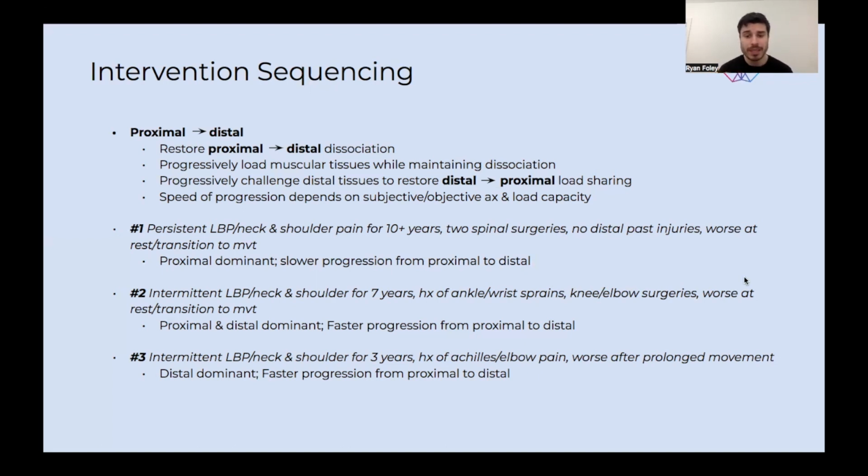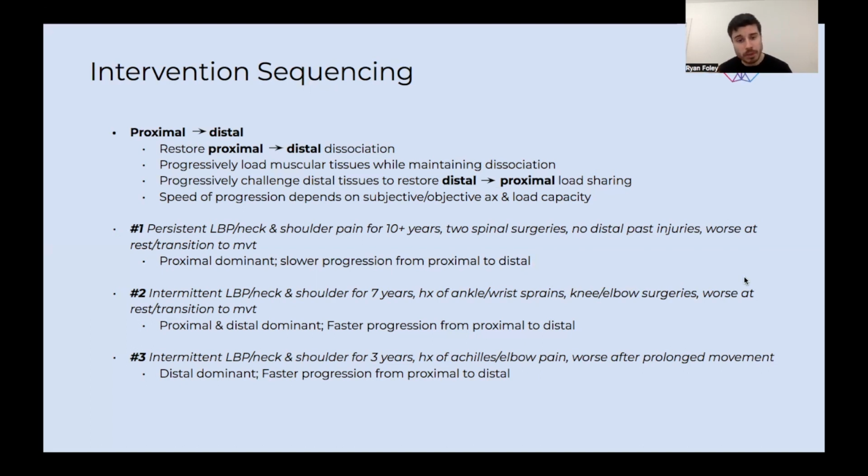Okay, so in this scenario here, we have a history of surgery proximally. Okay, with no history of distal issues. So already we should be thinking that we may need to do more proximal work, or direct more focus from a loading perspective proximally before we progress the loading strategies distally. Okay, what we're saying is the limitations proximally may be due to a limitation in the capacity of the proximal tissues to interact with each other well.